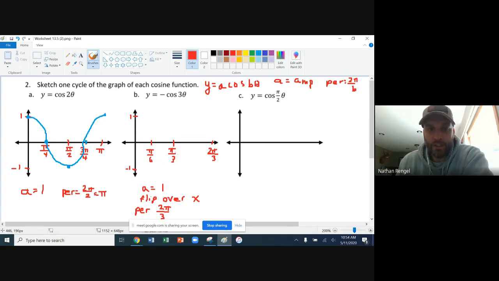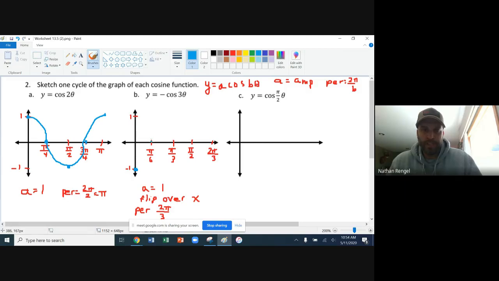Pi over 6, 2 pi over 6, 3 pi over 6. Well, 3 over 6 is 1/2, so that's going to be pi over 2. And then 2 pi over 3 would be my last interval. And we've got to flip over the x. So now instead of starting at the maximum, we are starting at the minimum.